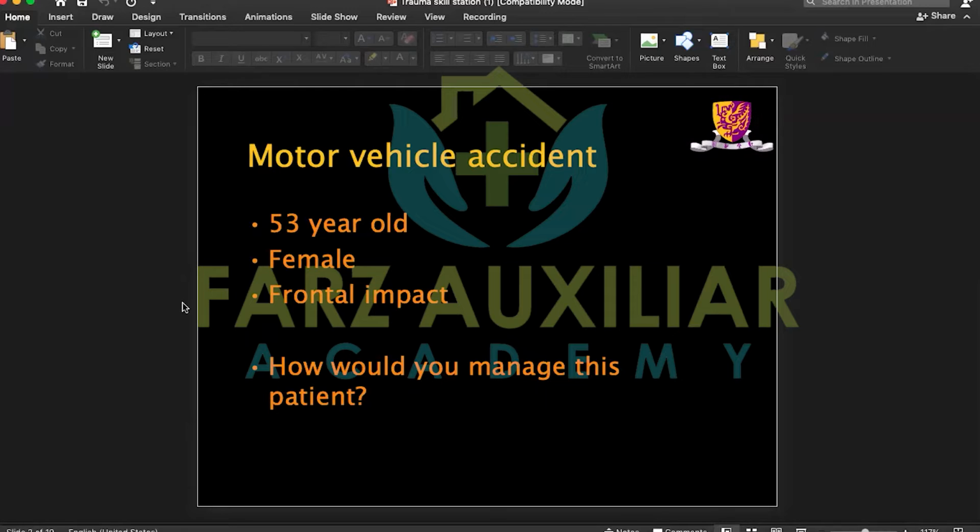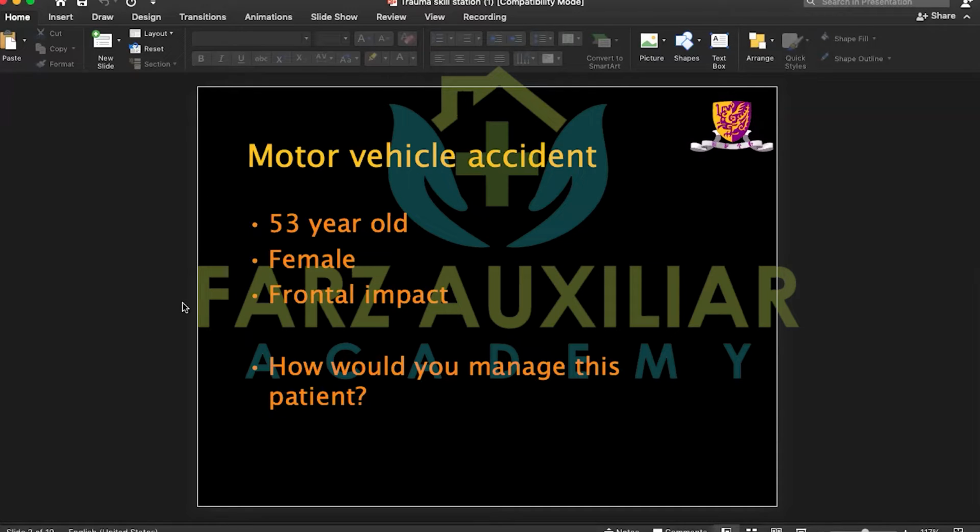So this is a simple case like a motor vehicle accident, a 53-year-old male with a frontal impact. So the question may arise, how do you manage this patient? He came to the ER and you, as an ICU physician, are the person in the ER. So how are you going to manage this patient? This is particularly the case of a trauma patient.